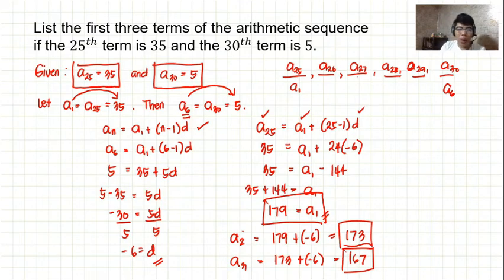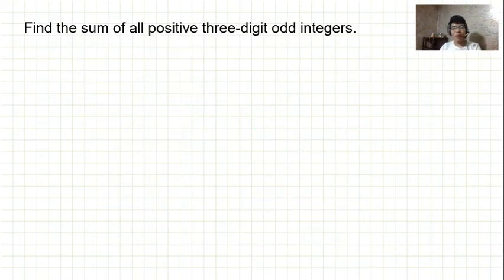Okay, now how about the third problem? Find the sum of all positive three-digit odd integers. Okay, so what are those three-digit odd integers? So that we have information on the first term and last term.